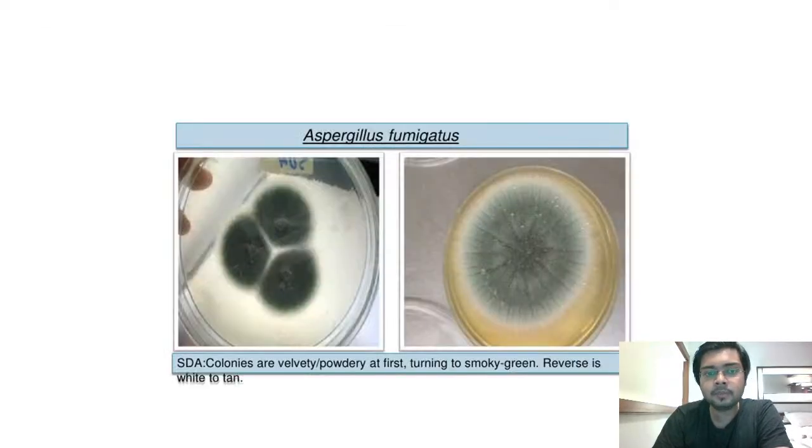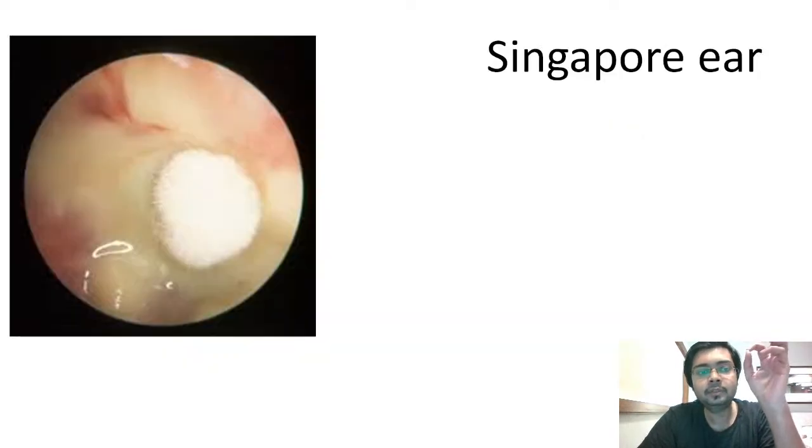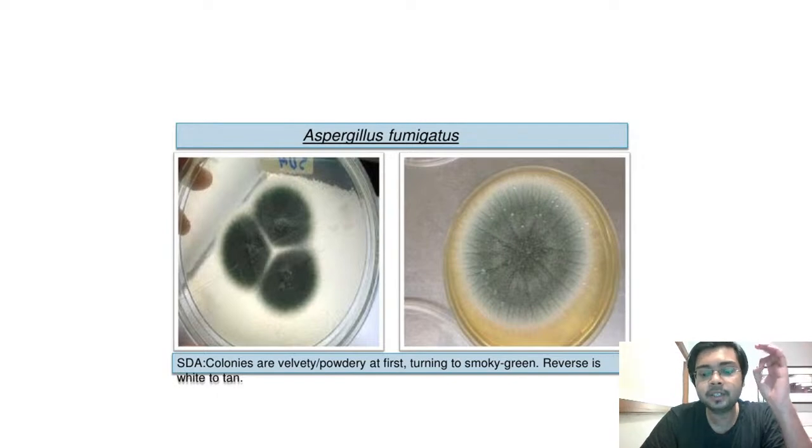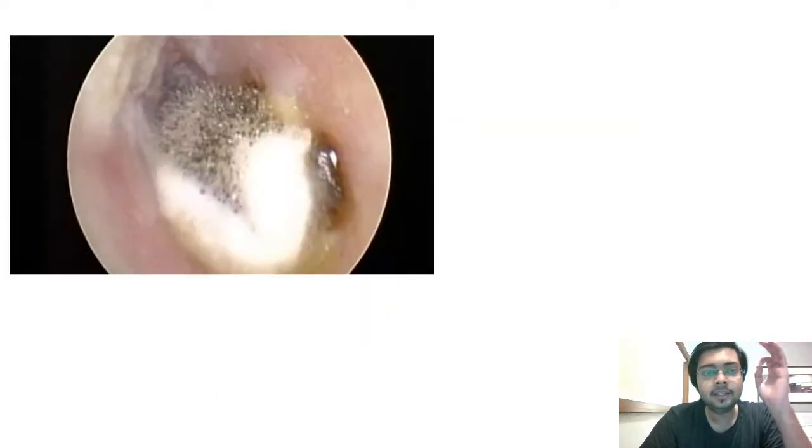The fumigatus forms a bluish type of colony. Sorry, not bluish but green. It will be smoky green, a velvety powdery green type of colony in the ear. And the Candida is very peculiar. It will be a beautiful white type of thing. It will look beautiful, but it is very irritating for the patient and for you as a surgeon also, because it needs proper care and recurrent cleaning of the ear. So this is the Candida, this one is Aspergillus fumigatus, and this one is Aspergillus niger.